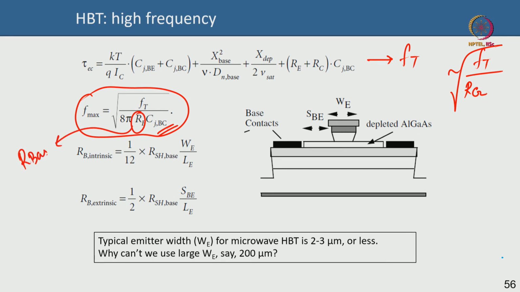The base resistance does not matter in the cutoff frequency Ft, but it matters very much in your oscillation frequency Fmax. So what I am showing you here is that if you take the distributed nature of the base, then you get an expression something like that. So this represents the sheet resistance of the base, and this is of course the W by L ratio that you have to multiply.